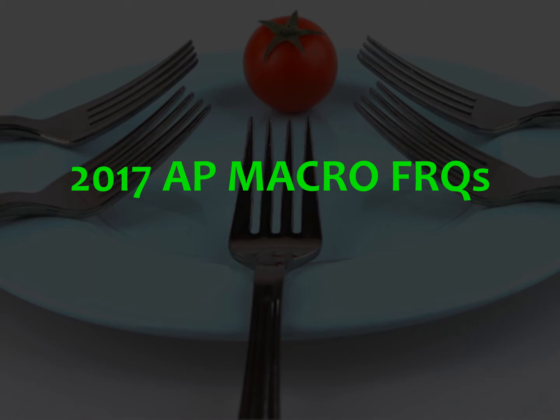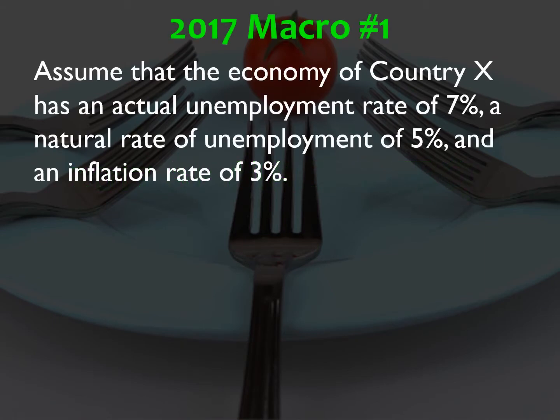This is the 2017 AP Macroeconomics FRQs. Number 1, assume that the economy of country X has an actual unemployment rate of 7%, a natural rate of unemployment of 5%, and an inflation rate of 3%.